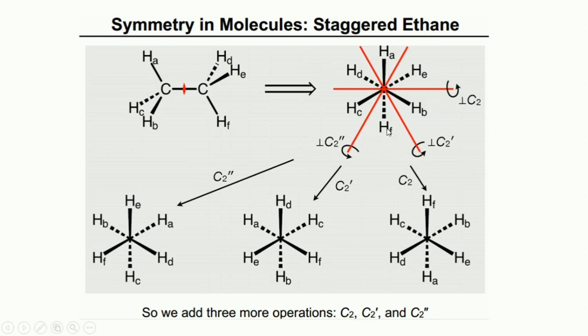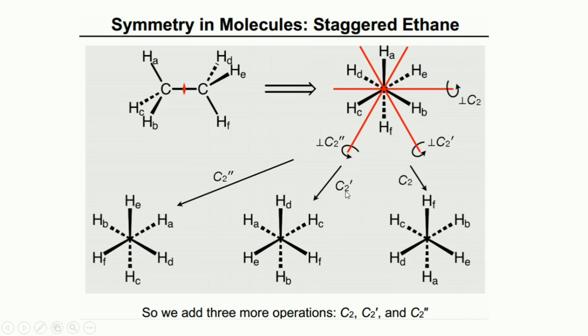So HF will take the place of HA. Here you can see HF will take the position of HA, and HA subsequently takes the position of HF. Meanwhile HE will replace HB, and HB subsequently replaces HE. Here you can see that, and on the same side HC will replace HD, and HD replaces HC. This is the C2 rotation in staggered ethane at this axis of rotation.